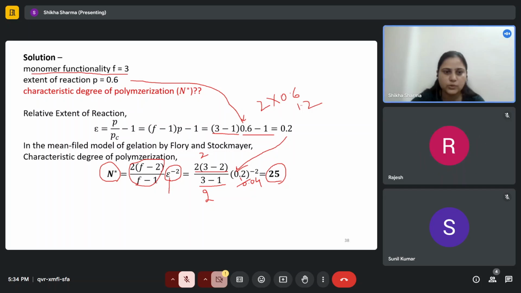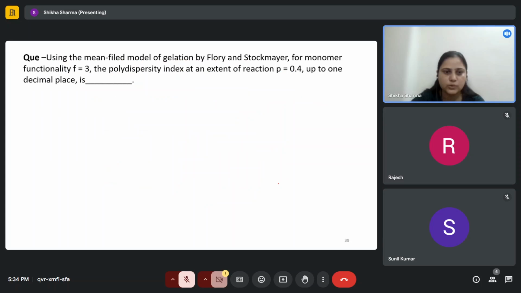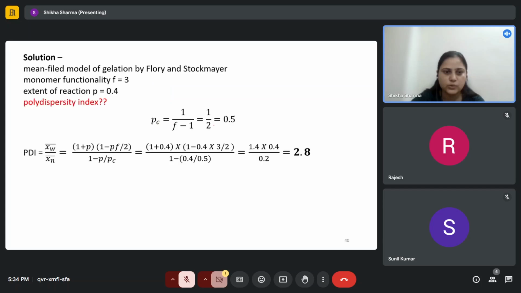So let's move to the next question. Using the mean field model of gelation by Flory and Stockmayer, for monomer functionality F equals 3, calculate the polydispersity index at an extent of reaction P equals 0.4. So we need to calculate the PDI value at an extent of reaction 0.4, where F equals 3 is given.